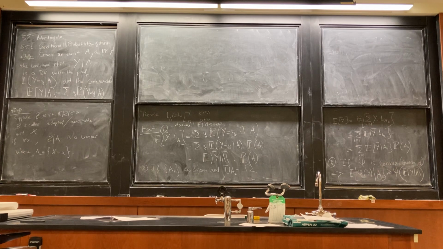Alright, so based on the definition above, Z conditioned on this event is a random variable. However, if for every x this random variable is simply a constant, then we're going to call Z adapted or measurable with respect to X. That means if I tell you the value of X, then you will be able to tell the value of Z.